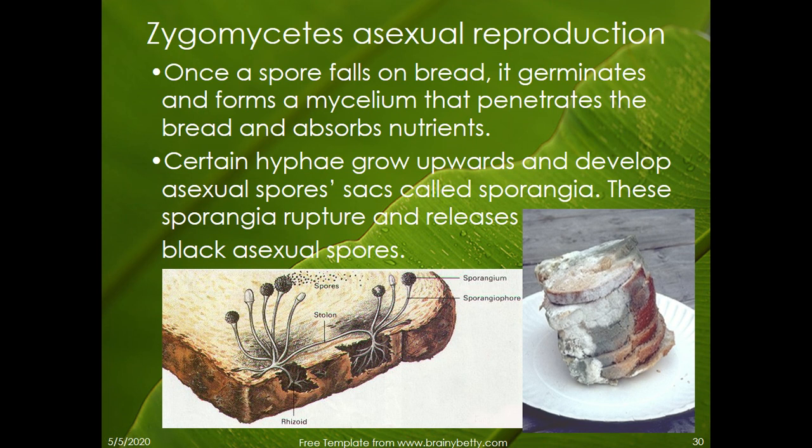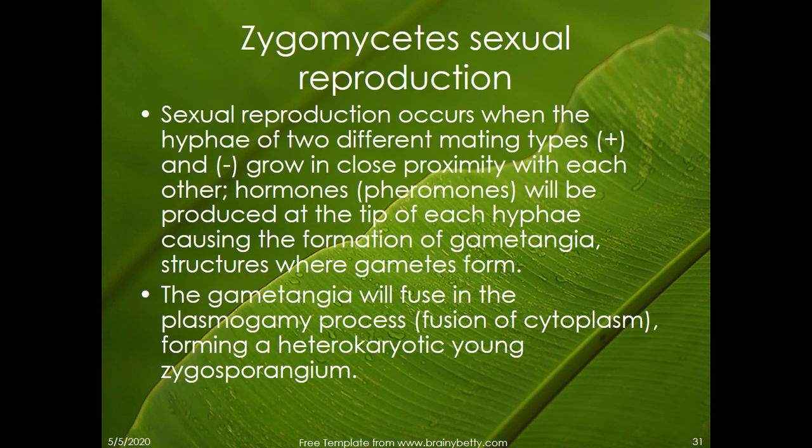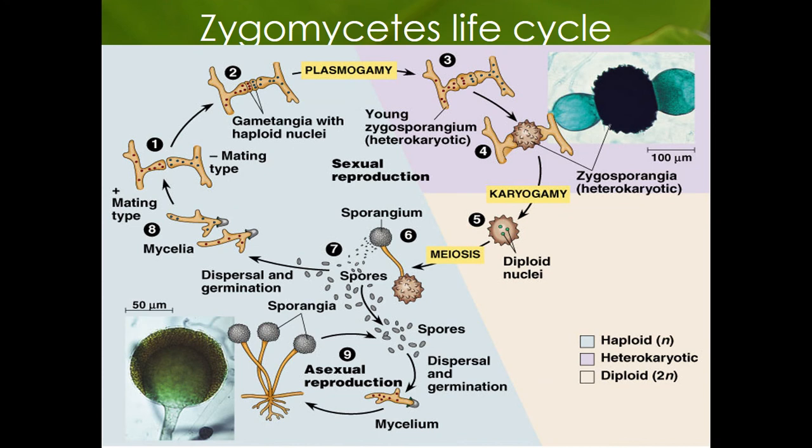For the sexual reproduction of phylum Zygomycota, it occurs when two hyphae of different types, positive and negative, grow very close together, and they produce a hormone at the tips of the hyphae to form gametangia, the structures where the gametes form. The gametangia will later fuse in plasmogamy and then undergo karyogamy, if I'm not mistaken. Yeah, as you can see here.